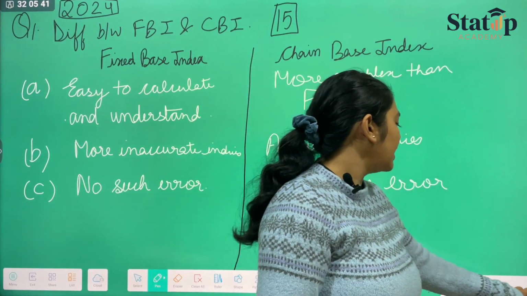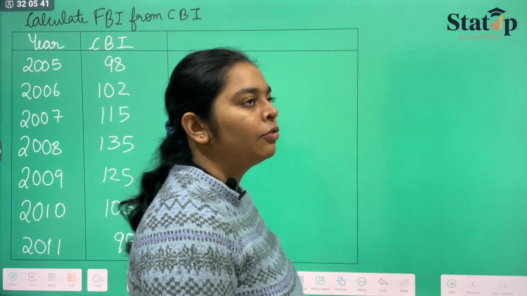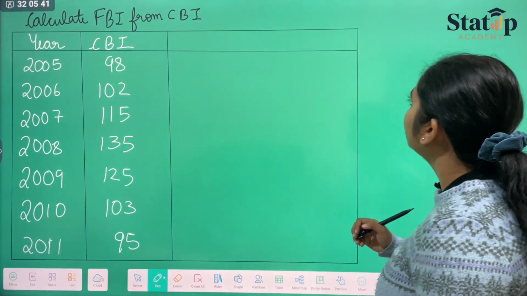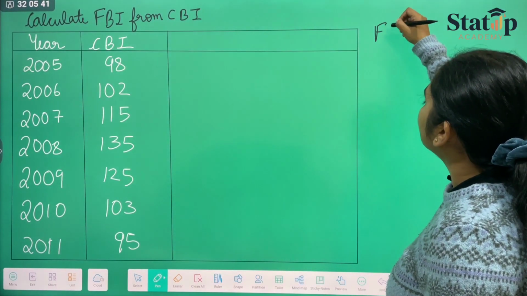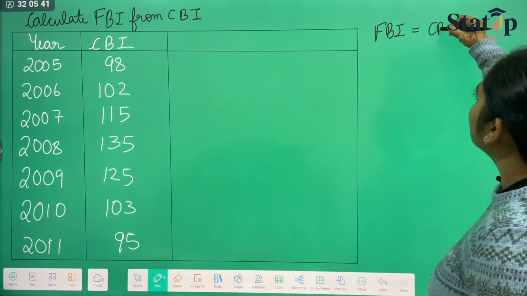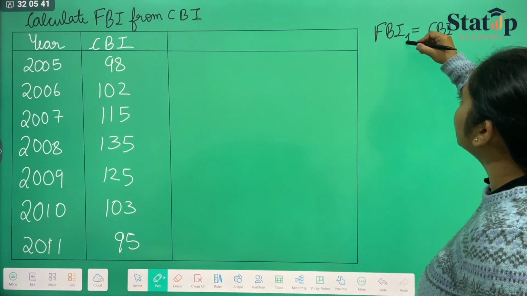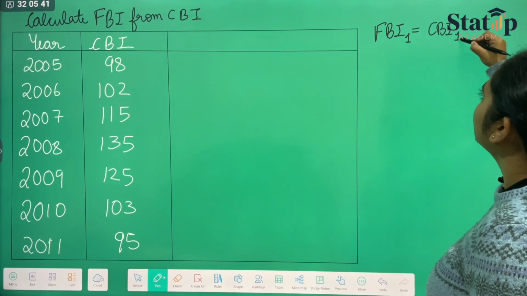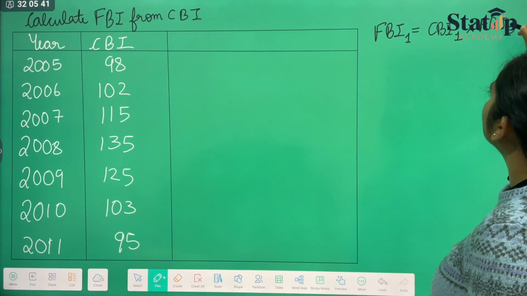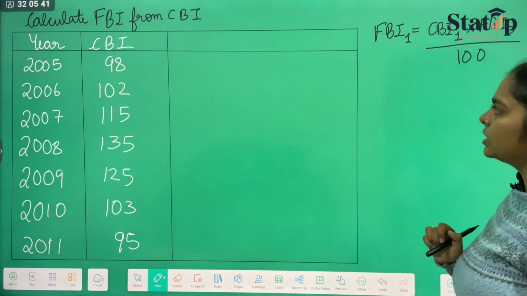Now moving on to the second part of the question, which says that we have to find the fixed base index from the chain base index. According to the formula, fixed base index of a period can be written as chain base index of that period into fixed base index of the previous period upon 100. This is the formula for fixed base index.